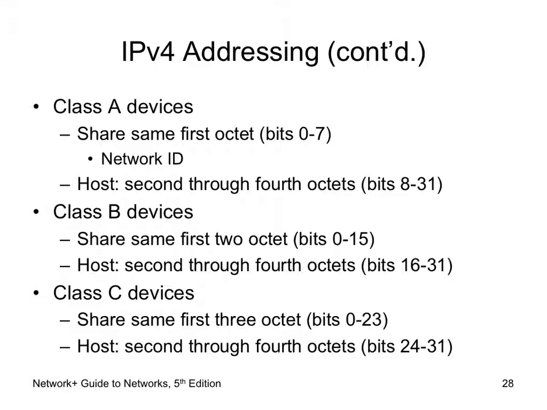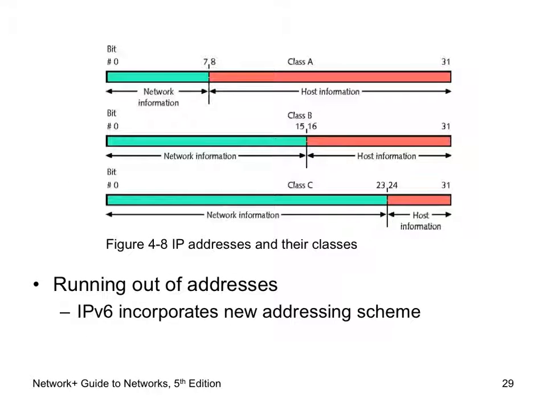Class A mainly is for local stuff within a room or a building. Class B and C is where you get into connecting to the internet or the WAN. So this is talking about version 6.